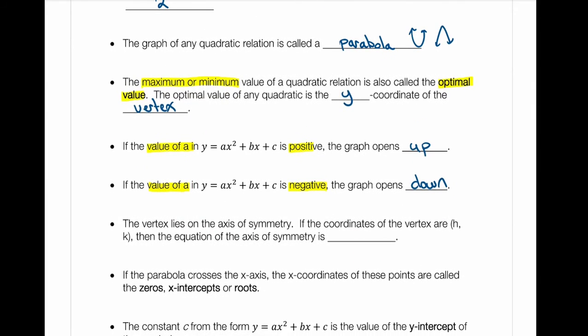The vertex lies on the axis of symmetry, and if the coordinates of the vertex are h and k, right? So if we just generalize them, instead of x and y for any point, we're using h and k for the specific vertex, then the equation of the axis of symmetry is always going to be x equals, because that's the equation of a vertical line. And in this case, x equals the x value of the vertex, or h.